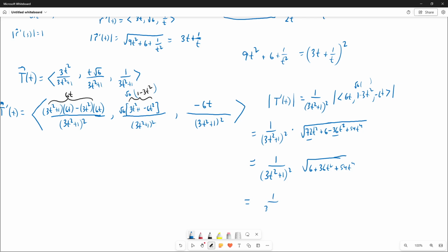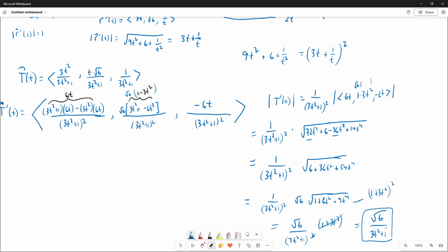And this is 1 over 3t squared plus 1 squared times the square root of 6, factoring out a 6, times the square root of 1 plus 6t squared plus 9t to the fourth, and that's a perfect square. This guy is 1 plus 3t squared quantity squared, and so this is the square root of 6 over 3t squared plus 1 quantity squared times 1 plus 3t squared, and this is the same as that, so this cancels with one of those. We get the square root of 6 over 3t squared plus 1.